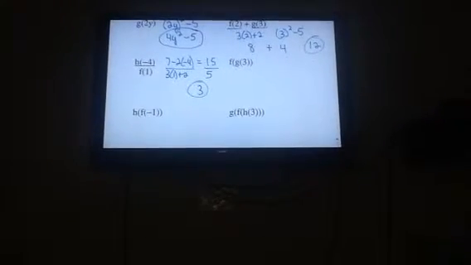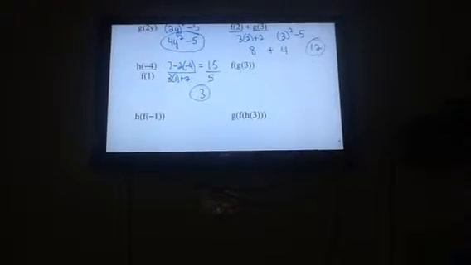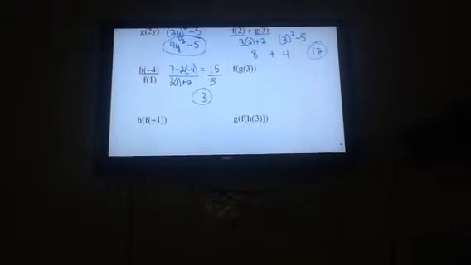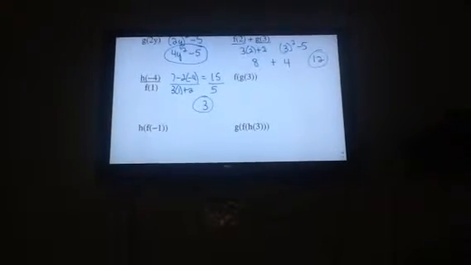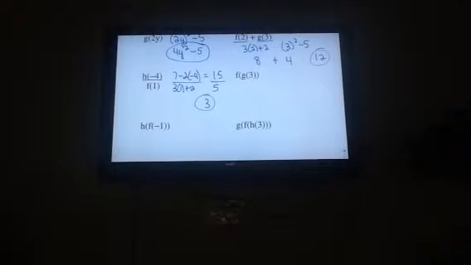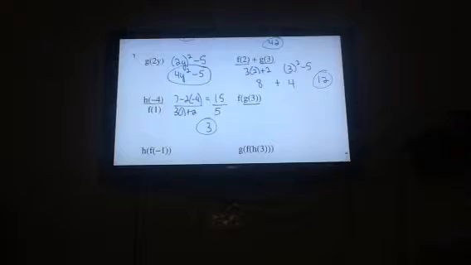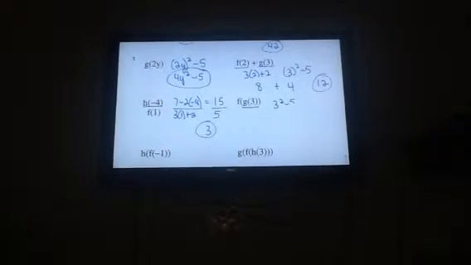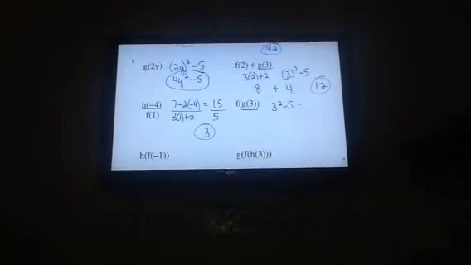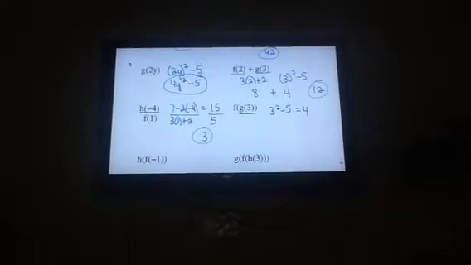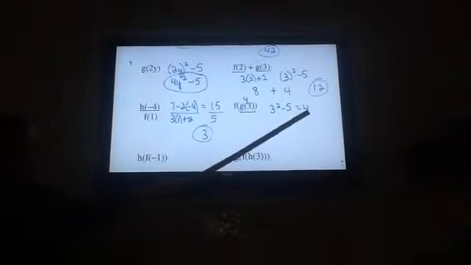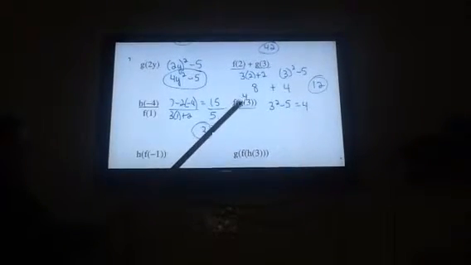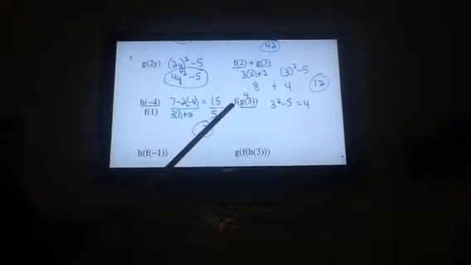All right, the next one is a composite function. When you do a composite function, you work from the inside out. So you have f of g of 3 is how you would read that. So you work from the inside out, and you find g of 3 first. What's my g? x squared minus 5. So 3 squared minus 5 is 4. So the value of g of 3 is 4. So it's kind of like it gets replaced now, and we find now f of 4.